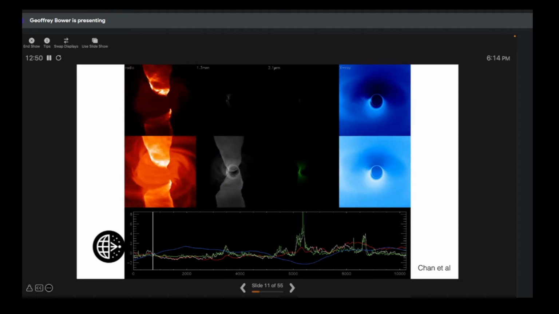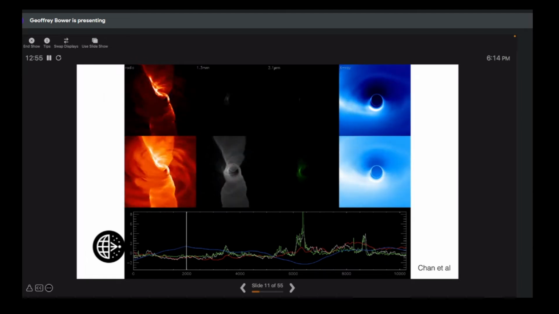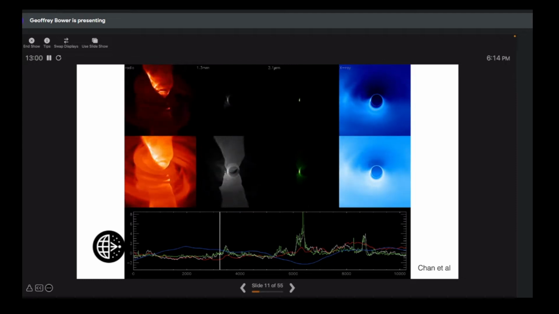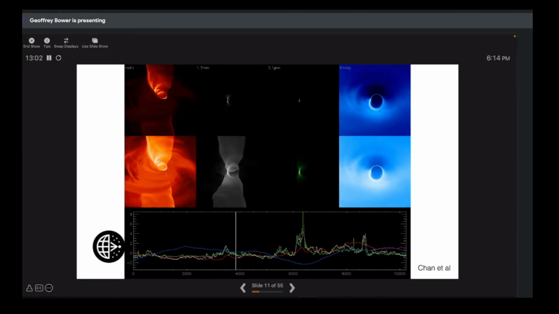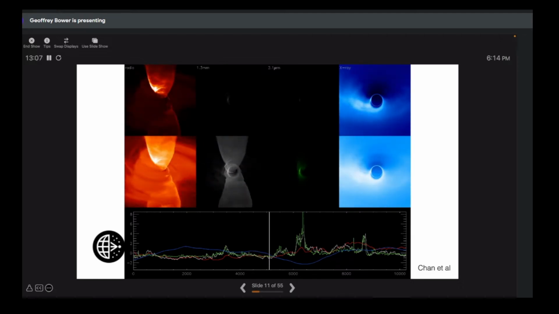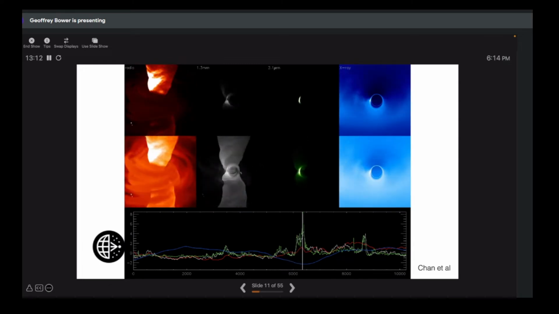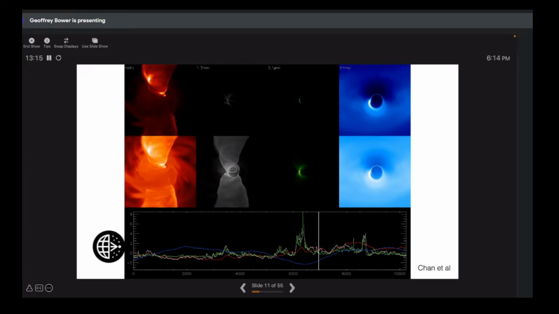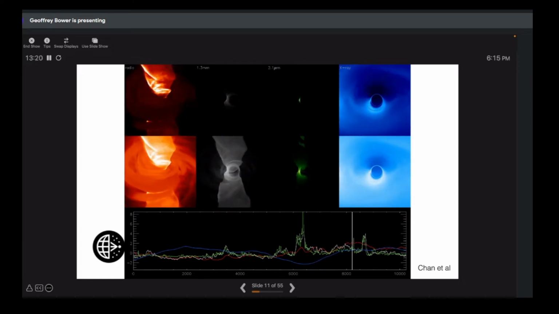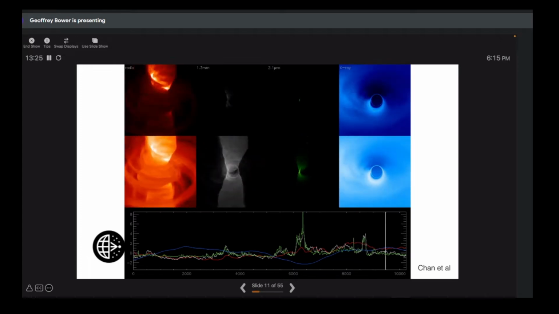So there's been an industry of this kind of simulation over the past few decades, and this set of movies is one example of this. This is showing an accretion flow that also produces a jet, and showing that at 4 different wavelengths: radio, millimeter, infrared, and X-ray.